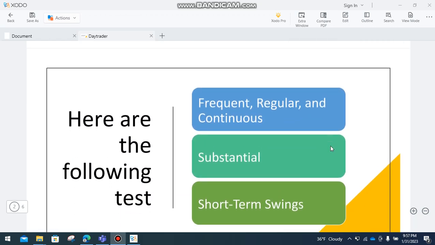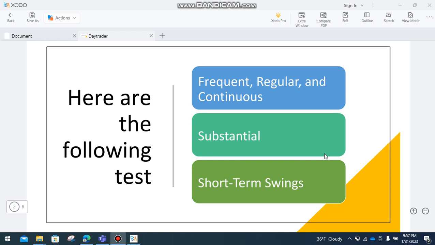Here are the three: frequent, regular, and continuous. The activity of trading must be almost a daily occurrence because traders make money from the ups and downs of the market. So it basically means you have to be trading every day consistently.